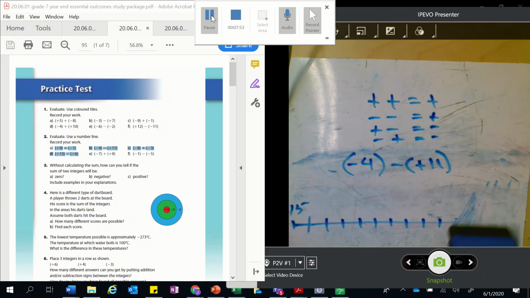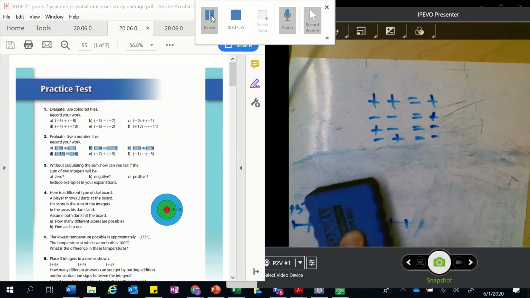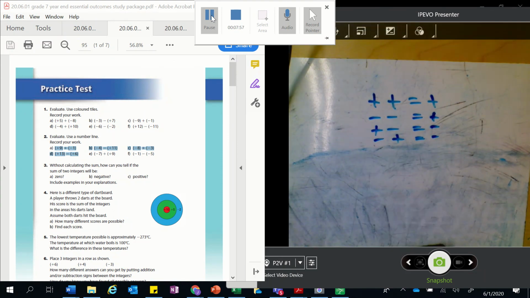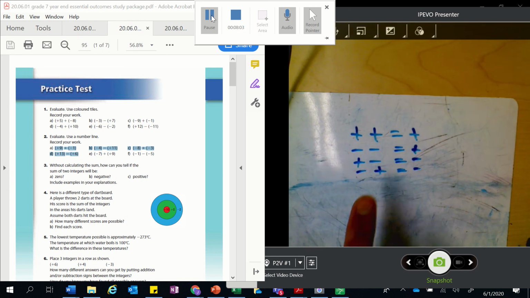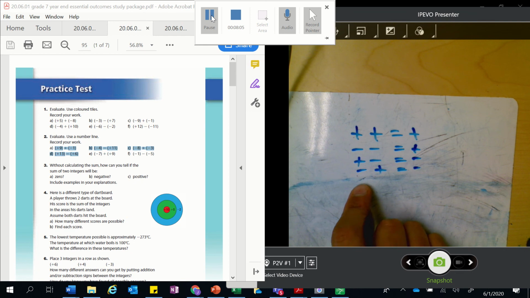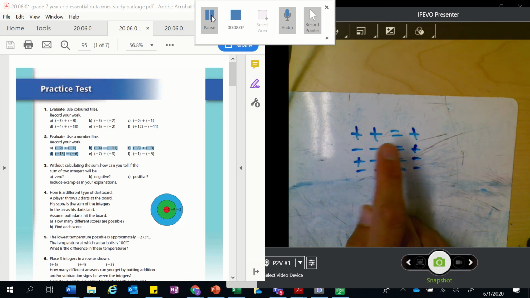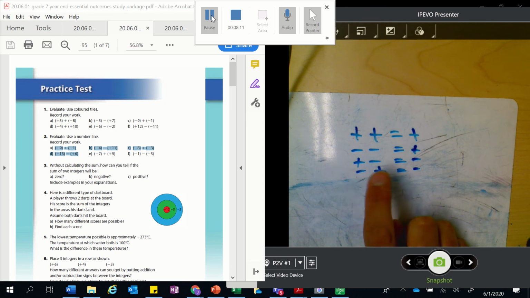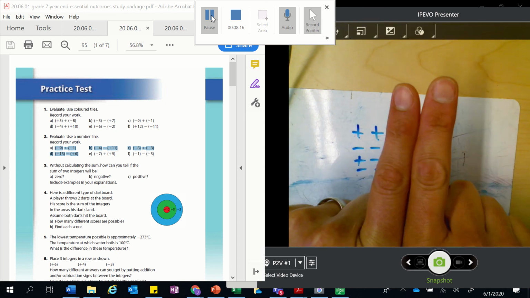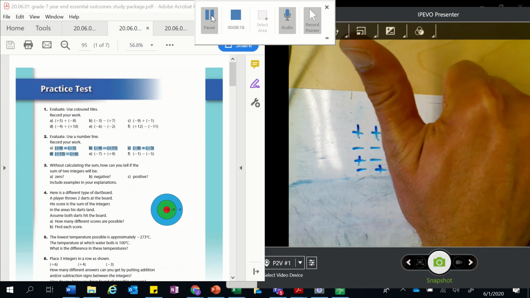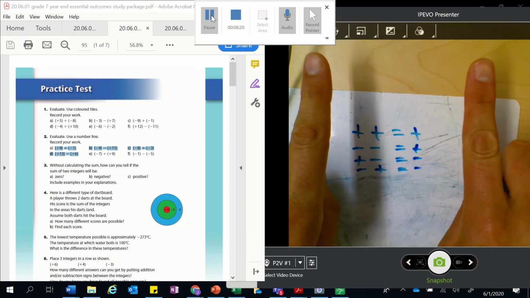All right. Let's look at number 3. It says, without calculating the sum, how do I know if it's going to be positive or negative or 0? Well, you know what? You just refer to this. If you're adding a positive, it's going up. If you're minusing a negative, it's going up. If they're different, it goes down. Different goes down. Remember, sign language. Same goes up. Different, going down.